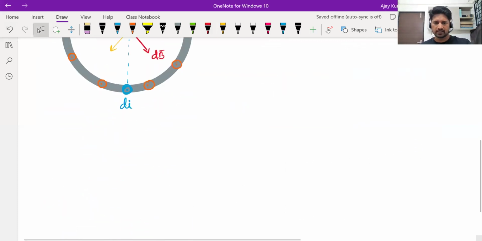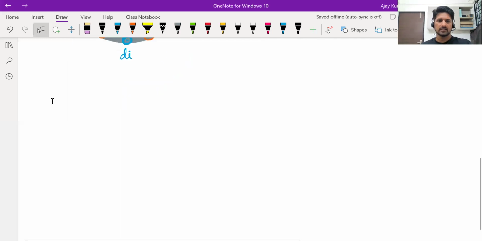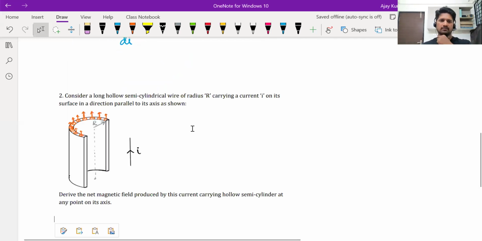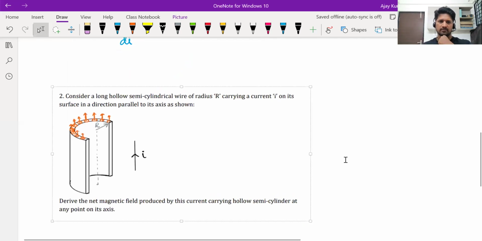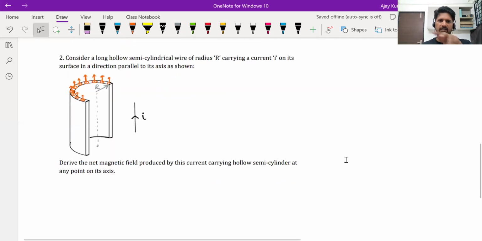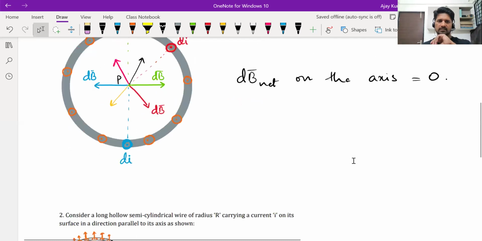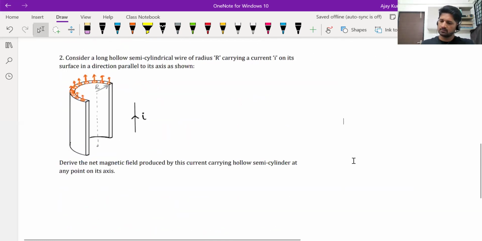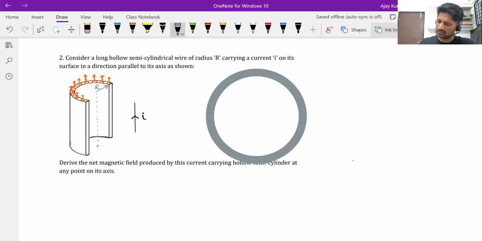Now let's solve the second question. It is related to the first question. In the second question, you are given a half cylinder, or as I wrote there, semi-cylinder. And you had to find out the net magnetic field at a point on its axis. Now let us take the top view of this. If you look at it from above, it will be a semicircle. So let me remove half of it.